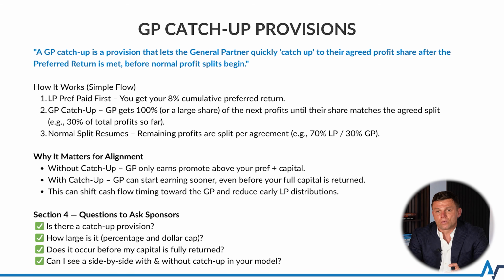Without a catch-up provision it's simple: the GP only earns a promote once you get your pref and your capital. With a catch-up provision, the GP can start earning their promote sooner. So maybe they just delivered you the 8% pref, but they haven't delivered your full capital back, your full $100,000 investment, and now they're collecting their 80-20 split on future distributions. That's going to skew the numbers. It makes the deal less profitable for the passive investor and more profitable for the general partner.